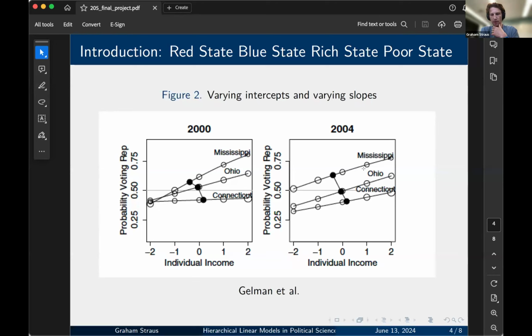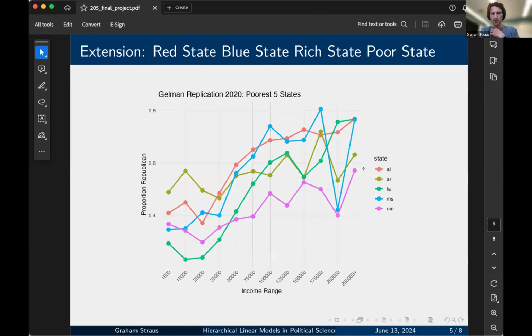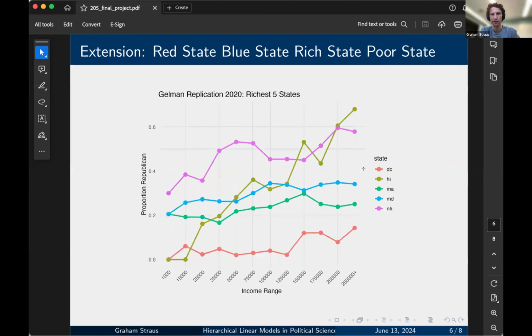I know for us it just sounds like, oh, you fit a multi-level model, you fit a hierarchical model, but this was big in political science when it came out. So I revisited this concept with a slightly different data set in the past few weeks for this project. And here I'm just going to plot the poorest 5 states and the wealthiest 5 states.